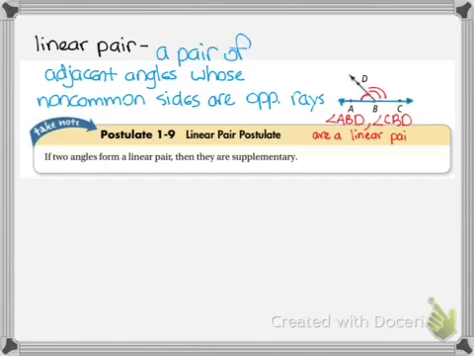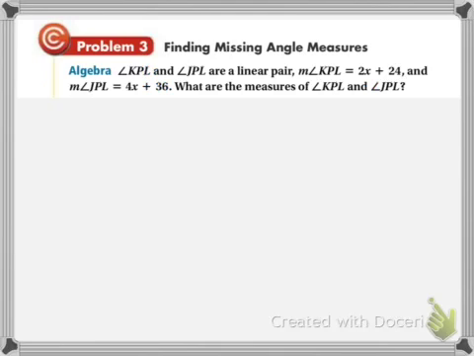You can probably tell from the picture that linear pairs form a straight angle, meaning they're supplementary, which is what this postulate tells you. Any linear pair will always add to 180 degrees. So let's look at an example of that.